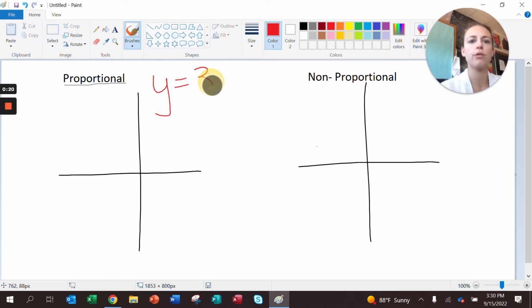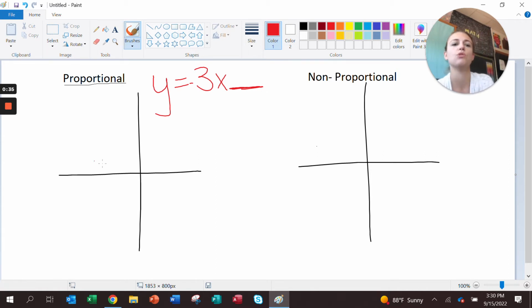Y equals 3x. It could also be y equals negative 3x. That does not matter. What matters is that proportional has just a slope. Notice how there is not a y-intercept. That's because anytime we have a proportional relationship, that line is going to pass through your origin.